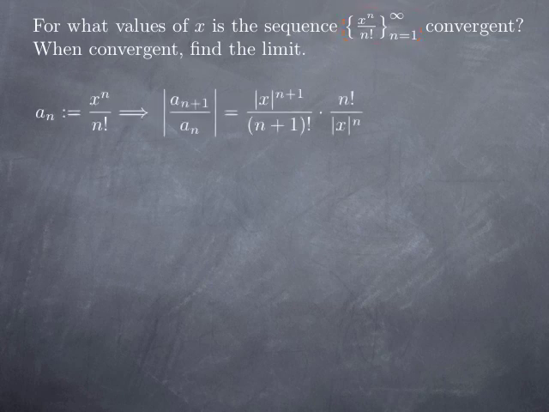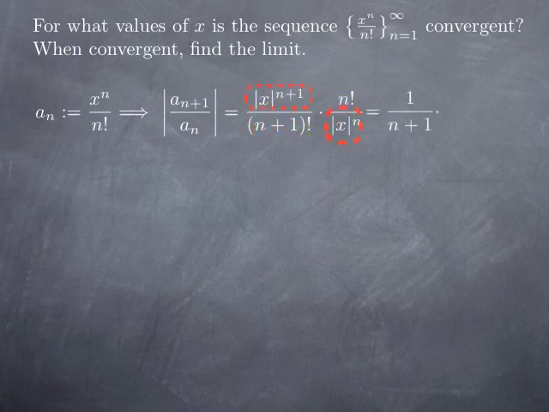So if we look at this ratio of consecutive terms, a_{n+1} is, in absolute value, |x|^(n+1) divided by (n+1) factorial, and I multiply by the reciprocal of |x|^n over n factorial, which is n factorial divided by |x|^n. Now you see that n factorial over (n+1) factorial, I have the product of the first n integers that I divide by the product of the first n+1 integers. They're all going to cancel out except n+1 at the bottom. So I get 1 over n+1.